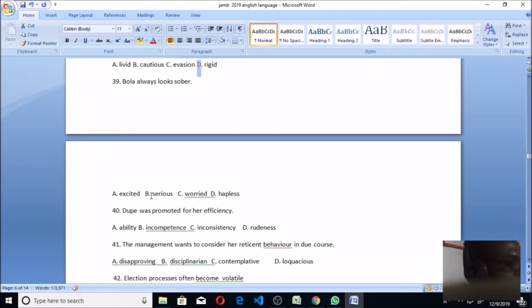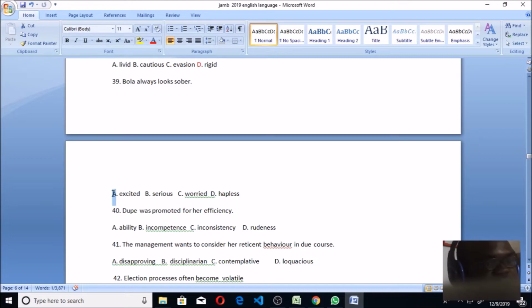Serious simply means solemn and thoughtful or needing careful consideration. Worried simply means feeling or showing or expressing anxiety. And helpless simply means unlucky. So you can see that the opposite of sober is either you're sober. Sober simply means that you're calm or that you're excited. So if you're not sober, then you're very excited. Excitement could be because of drink or something.